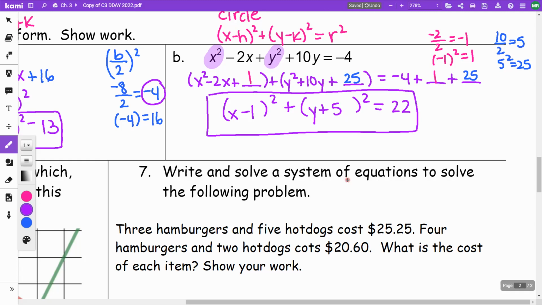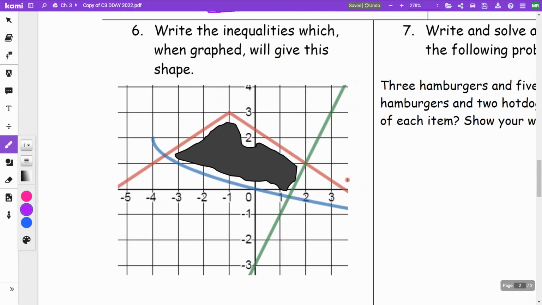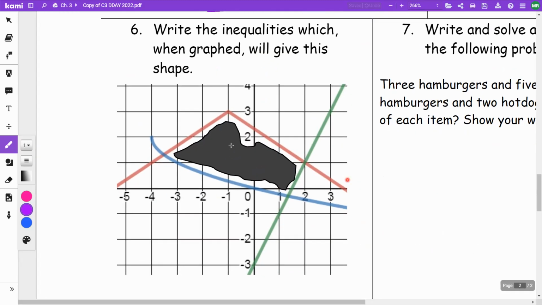On number 6, we're trying to write a system of inequalities. So I have 3 graphs here. I have my red one, which is an absolute value. So let's take a look at that one. That one has a vertex at -1, 3. And if I'm paying attention to how I'm moving, I'm going down 1, 2, over 1, 2, 3.